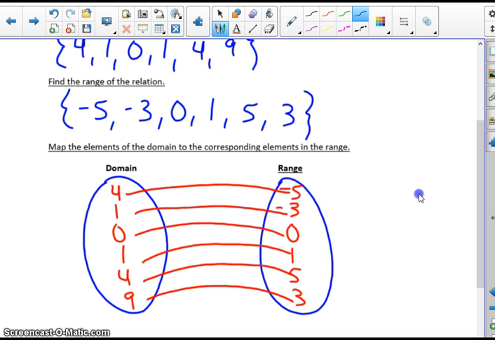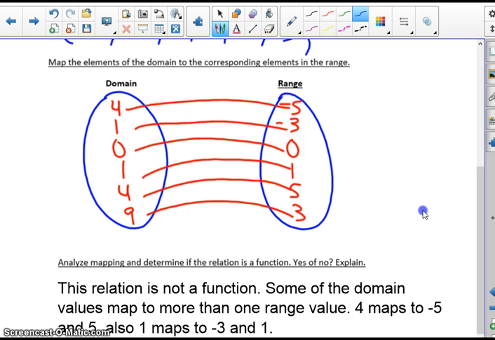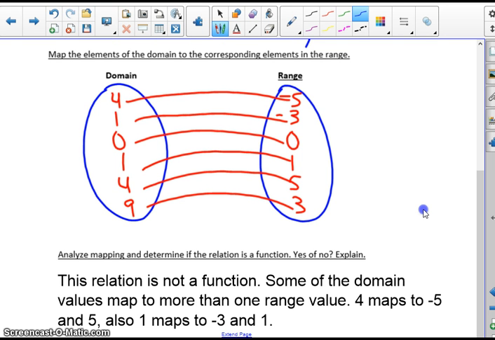Also, I'm sorry, 1 maps to negative 3, and 1 also maps to 1. So that's another example of a violation. This is not a function. So 4 maps to negative 5 and 5, and also 1 maps to negative 3 and 1. So those domain values map to more than one range value. This is not a function.